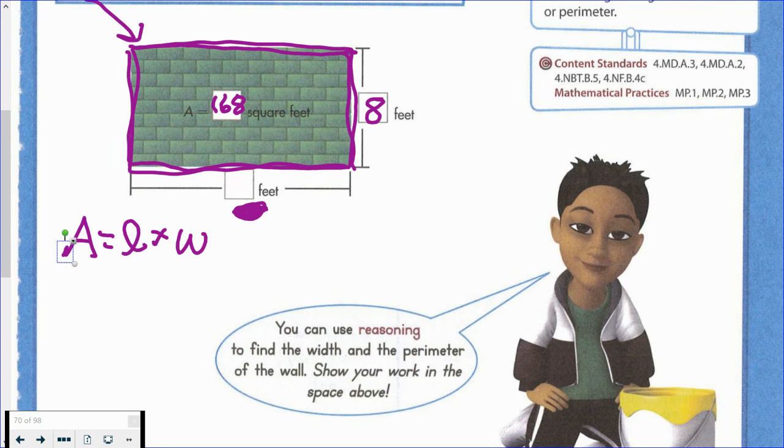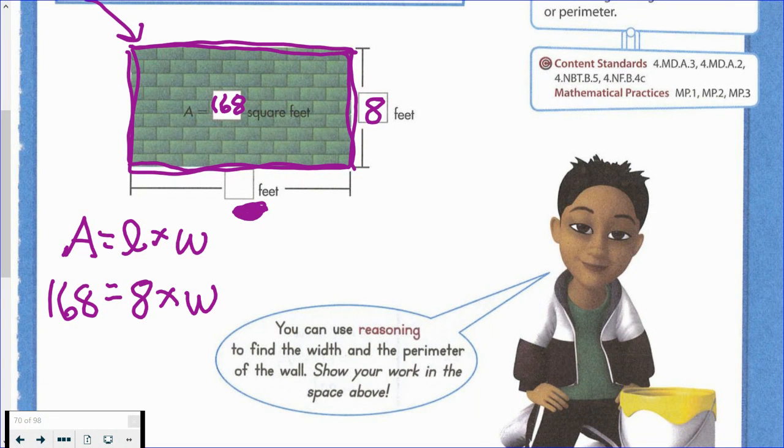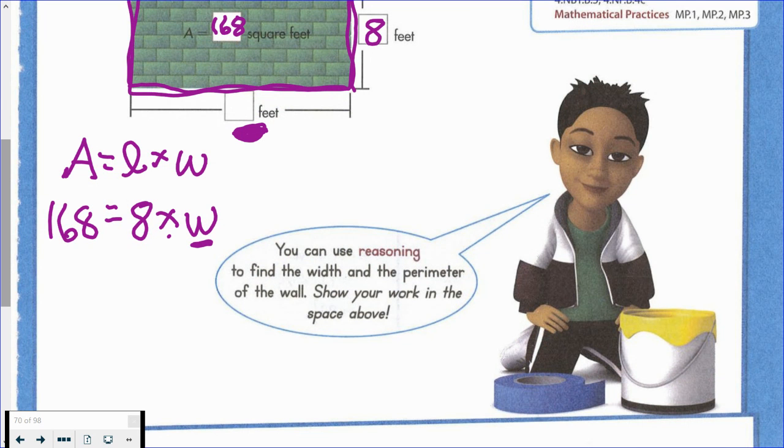Now that you've written the formula, you're going to go back and fill in the pieces that you know. Okay, so let's think about this. We know the area is 168 square feet. Okay, what else do we know? We know the length of the wall is 8. We don't know the width. So we filled in every part of the formula that we possibly can. Now let's think about how are we going to find the missing piece of information, the width. Well, if we're using multiplication here, we can use the inverse operation, the opposite operation, to figure out the missing number. So the opposite operation of multiplication is division. Don't panic.